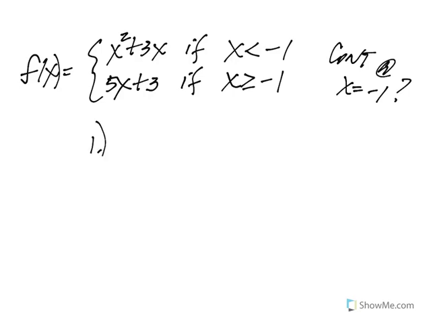So again, here's what we're going to do. First of all, I have to show that f of negative 1 exists. Does it? Sure. This second line here says that if x is equal to negative 1, you use that function right there. So that's 5 times negative 1 plus 3. I believe that gives us negative 2. So check. I got a dot at negative 1, negative 2. So that's a good sign.